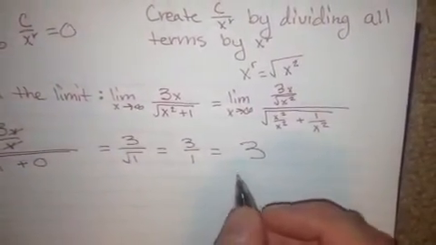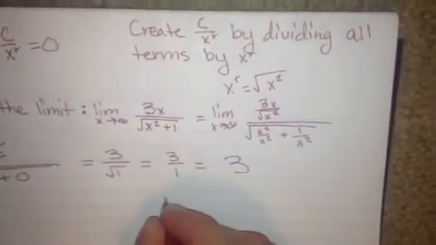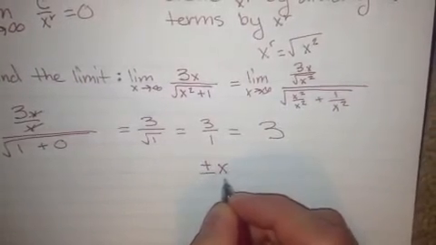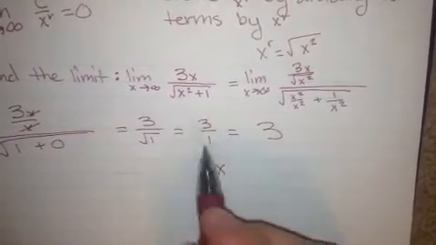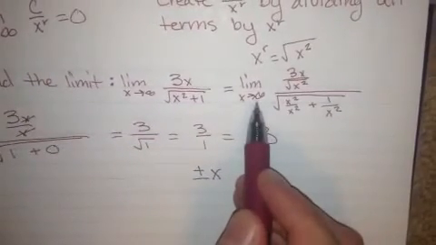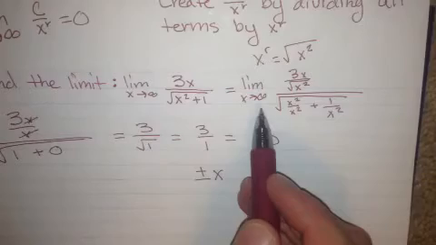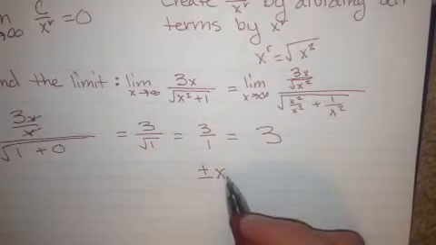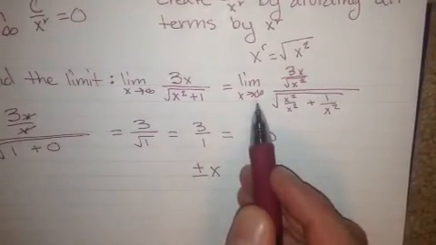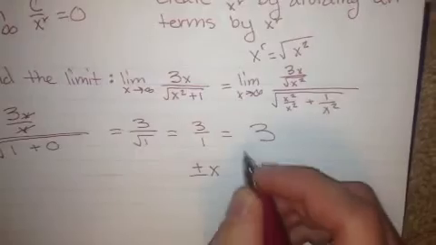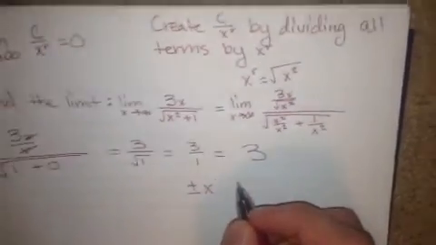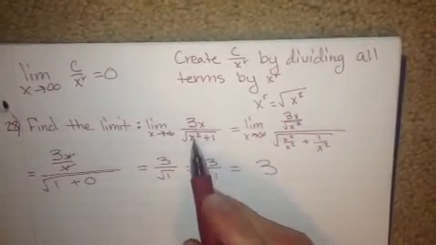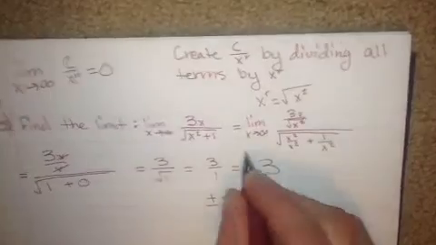Now because we're dealing with a squared x, our answer could possibly be plus or minus x. But we are only dealing with the positive x because our limit is going to positive infinity. Now if our limit was going to negative infinity, we would have to take the negative side of x, which would give us a different result. But because we are going to positive infinity, we are only dealing with the positive answer. So our answer of the limit as x approaches infinity of 3x over radical x squared plus 1 is 3.